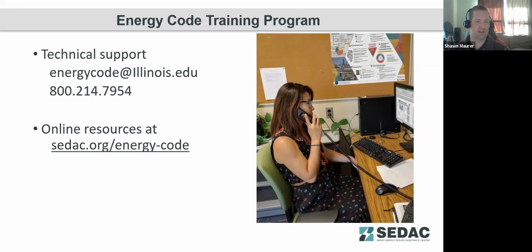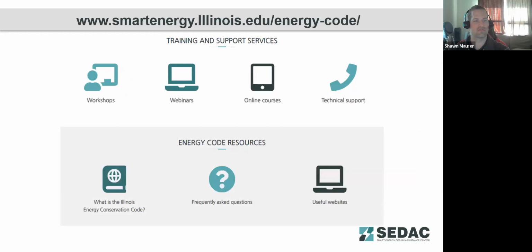It should be Smart Energy at Illinois, smartenergy.illinois.edu/energy-code. If you do use this link, it will forward to our current website. But we have access to links directly to the IECC Energy Code booklets, ResCheck, ComCheck links, the Illinois amendments, and so on and so forth.